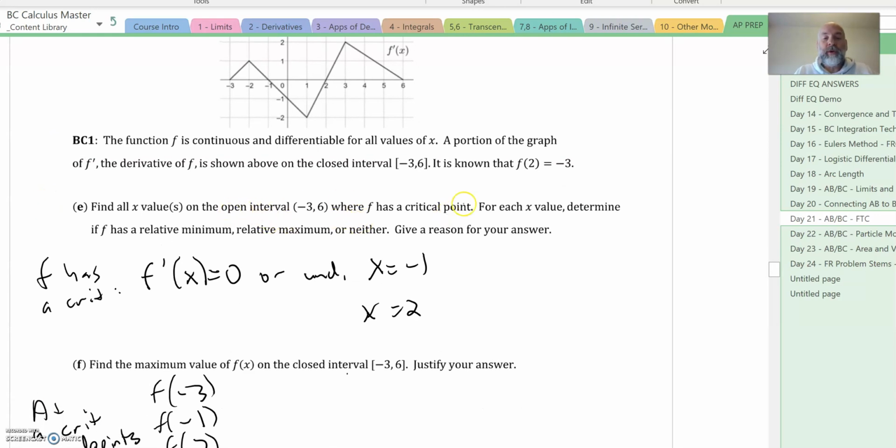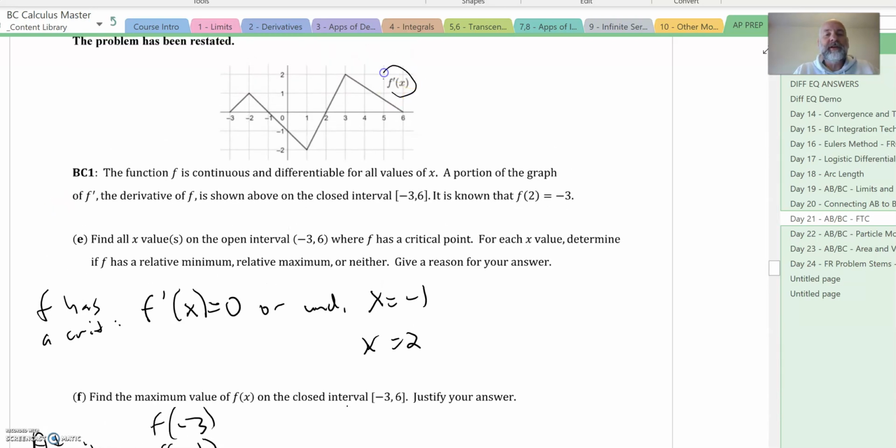Find the critical points, and then for each x value, determine if it's a relative min, relative maximum, or neither. That sounds very much like a first derivative test. A critical number for a function is when the derivative equals 0 or is undefined. But the derivative is always defined in this one, so that's not an issue. This is the derivative right here. So when is this thing 0 or undefined? That's when x equals -1 or x equals 2.